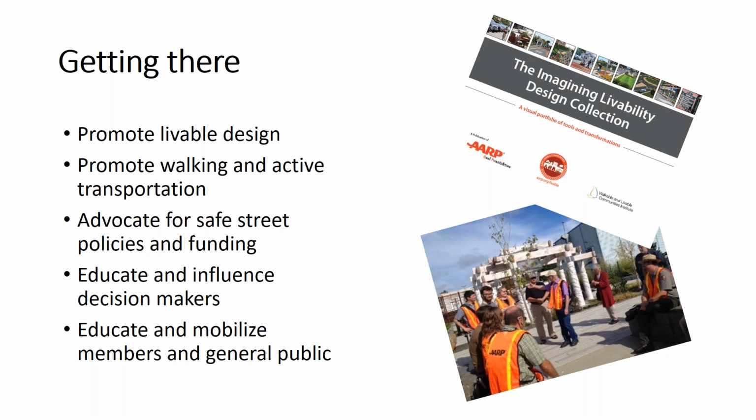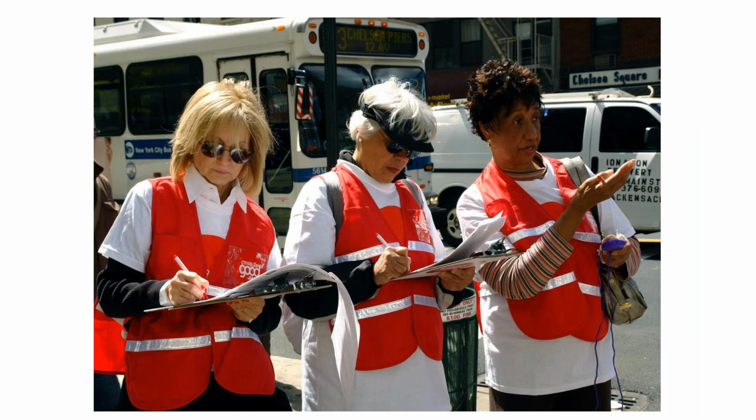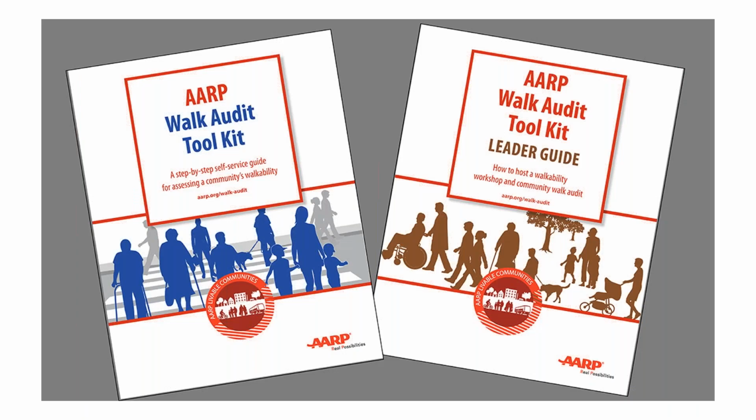And in this work, walk audits have been an important tool. Just like the Safe Routes to School National Partnership, AARP also has a wonderful tool that's available online. It's a walk audit toolkit that has both the assessment guide, but also a guide for leaders. So if you want to check it out, you'll see that link right there. We have used this tool both more informally as well as more expansively, and not just here in Oregon, but around the state.